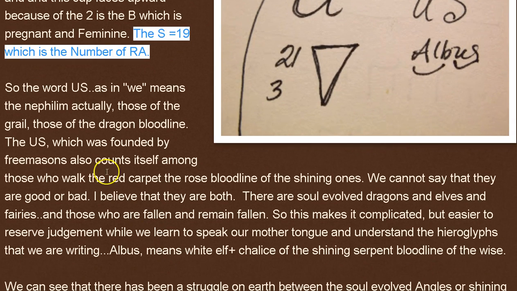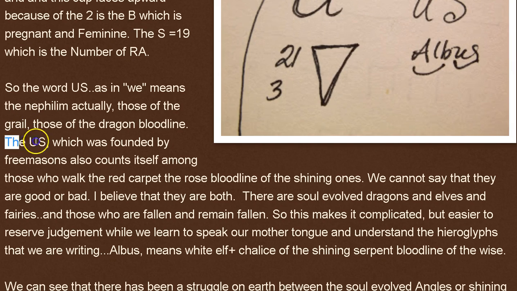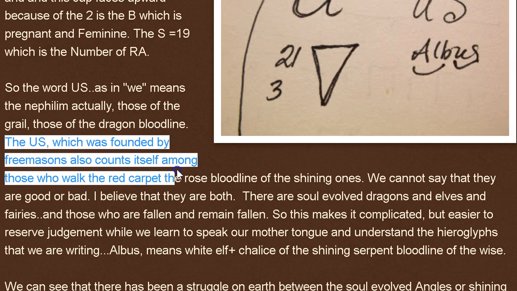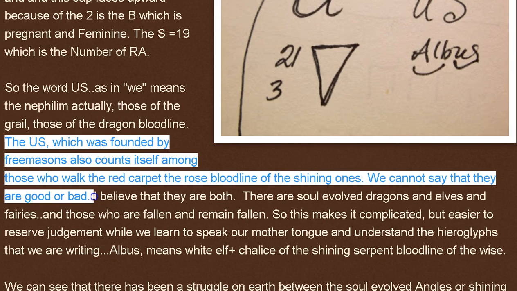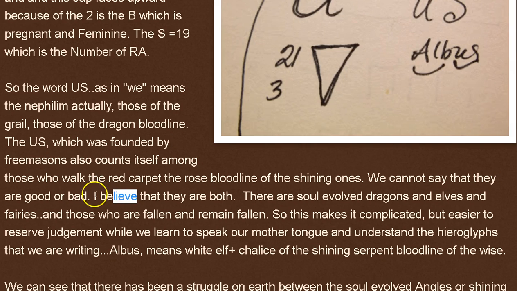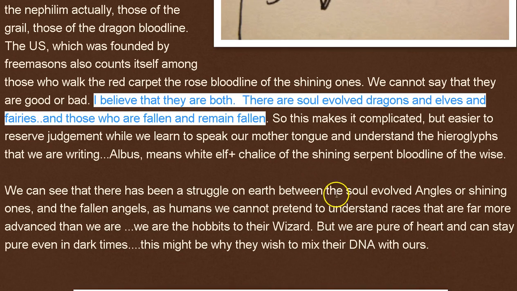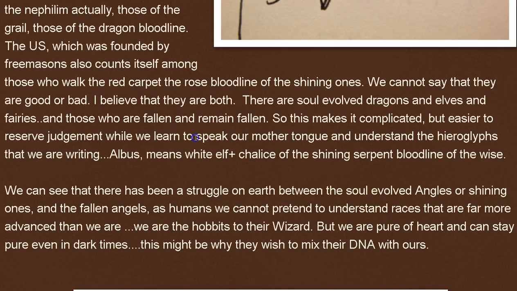So the word US, as in we, means the Nephilim, actually, those of the Grail, those of the dragon bloodline. The US, which was founded by Freemasons, also counts itself among those who walk the red carpet, the rose bloodline of the Shining Ones. We cannot say that they are good or bad. I believe that they are both. There are soul-evolved dragons and elves and fairies and those who are fallen and remain fallen. So this makes it complicated, but easier to reserve judgment while we learn to speak our mother tongue and understand the hieroglyphs that we are writing.